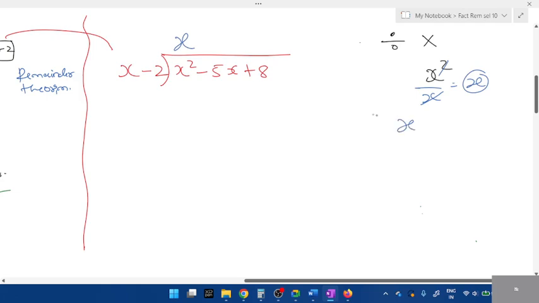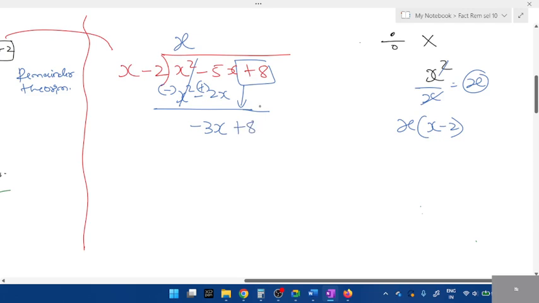Okay. Take that x and multiply with which one? X minus 2. What do you get? 2x. Change the sign to reduce it. Plus becomes minus, minus becomes plus. This gets cancelled. What do you get here? 3x. So next bring down the last number, plus 8. The first round is done.